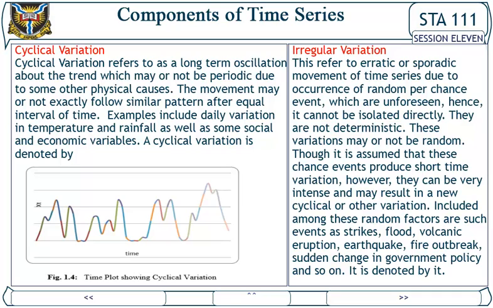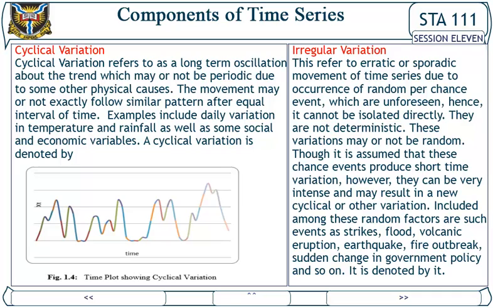Cyclical variation. Cyclical variation refers to a long-term oscillation about the trend which may or may not be periodic, due to some other physical causes. The movement may or may not exactly follow similar pattern after equal interval of time. Examples include daily variation in temperature and rainfall as well as some social and economic variables. A cyclical variation is denoted by C_t. Figure 1.4. Time plot showing cyclical variation.